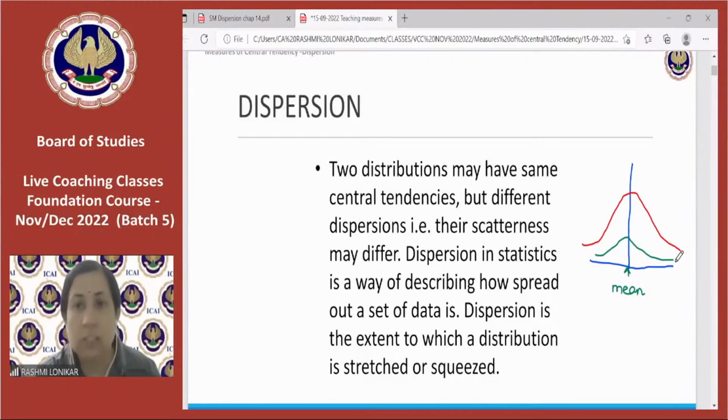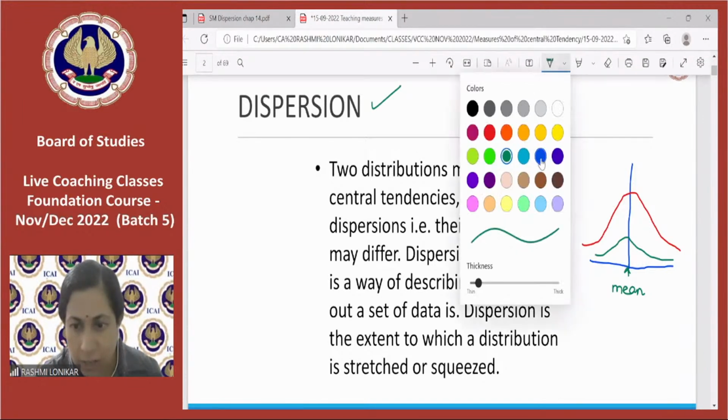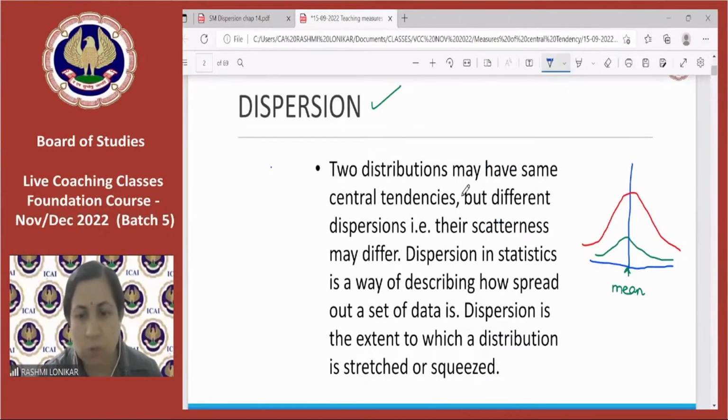But as you can see, this is more of a flat curve, and this is more of a bell-shaped curve. Last time we talked about different types of curves. So this is a little flatter and this is bell-shaped. Do you mean that both the data are the same because the mean is the same? The answer is no. What we say is their dispersion is different. So two distributions may have the same central tendencies but different dispersion. That is their scatterness.